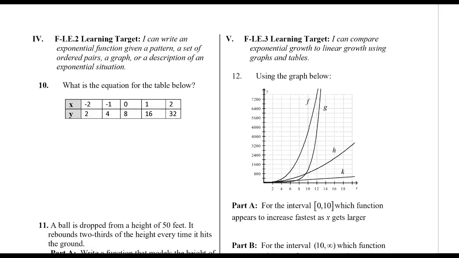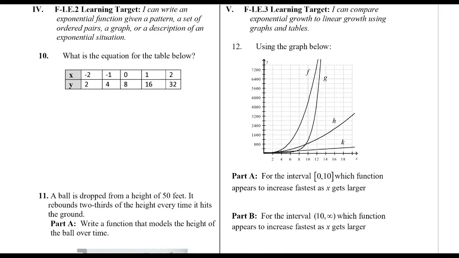All right, number 10, what is the equation for that table? So first I have to decide if it's exponential or linear or what it is. So I look at my inputs, -2, -1, 0, 1, 2. So they're consecutive. I don't have to worry about anything weird. And I look at my outputs. Am I adding by something every time? Well, I'm adding by 2 here, but I'm adding by 4 here, and I'm adding by 8 here. So +2, +4, +8. Can't be linear.